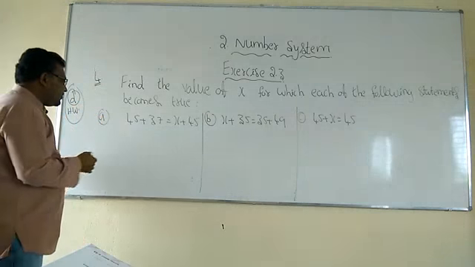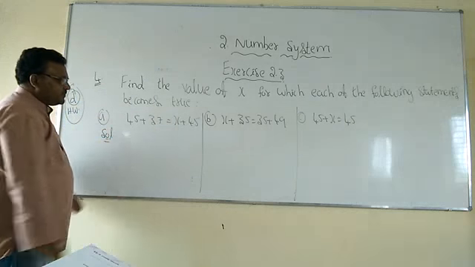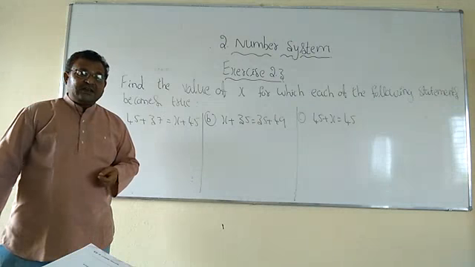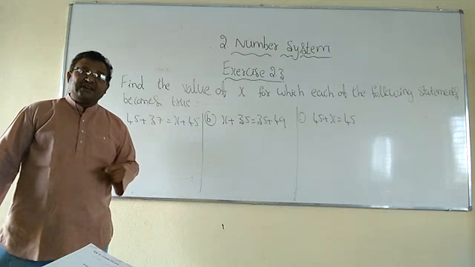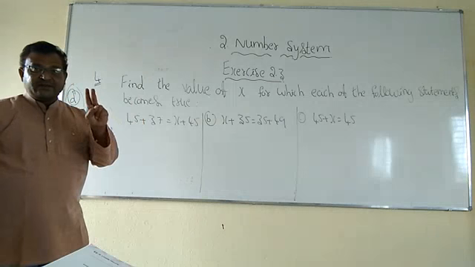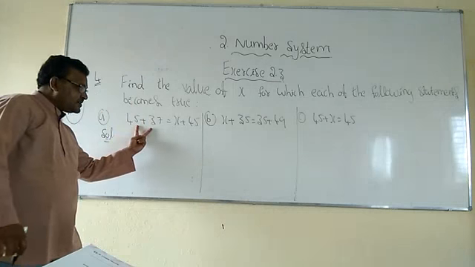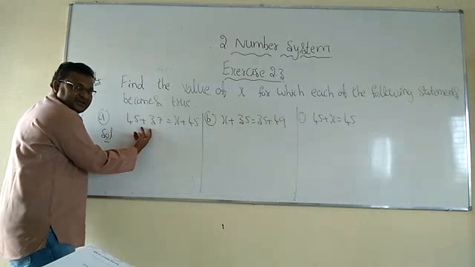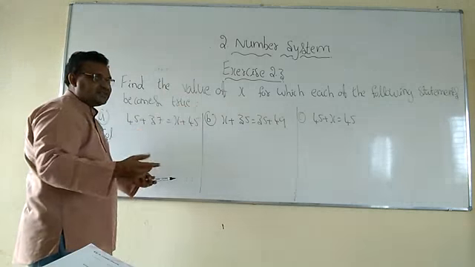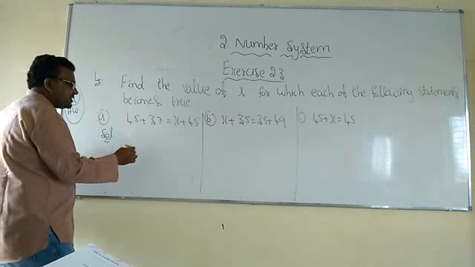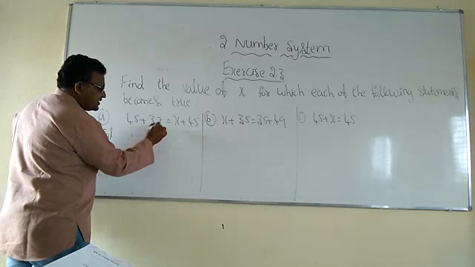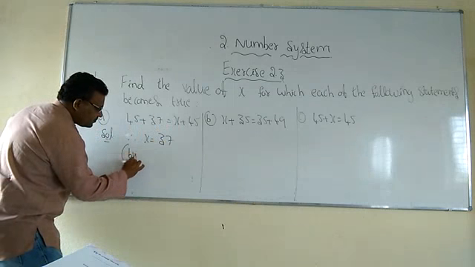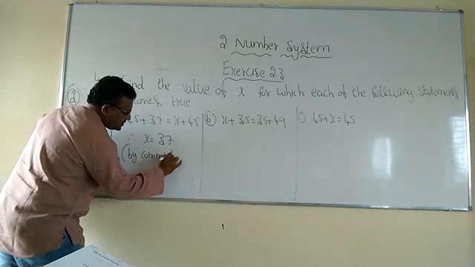The first one, 45 plus 37 is equal to x plus 45. So we know the commutative property, a plus b equals b plus a. By reversing the order, the sum will remain the same. Reversing, the sum will still be the same. That only the commutative property tells us. Therefore, x is equal to 37 by the commutative property.